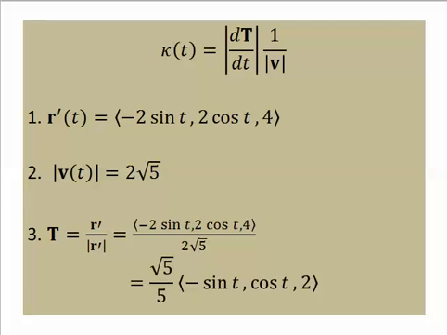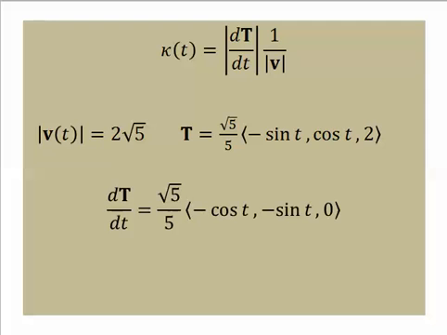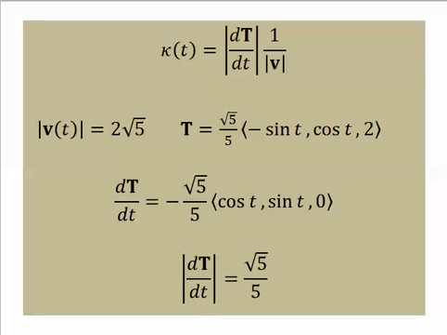We're not quite done, as you can see if you look at the formula. Next, we need to find the derivative of the unit tangent vector. This is what I get. Find its magnitude. I get radical 5 over 5.